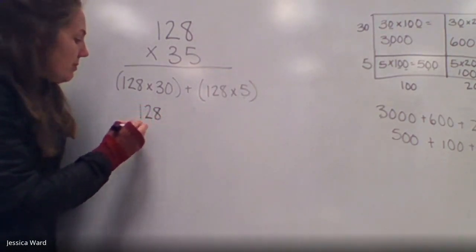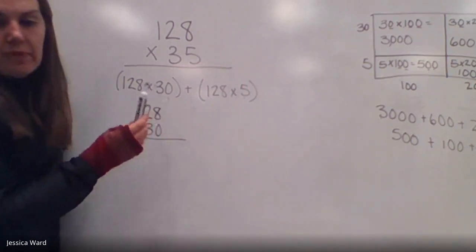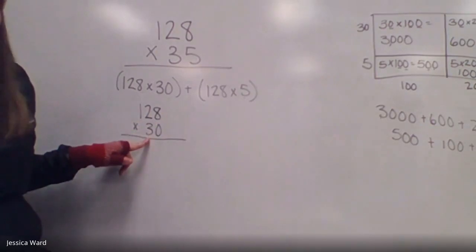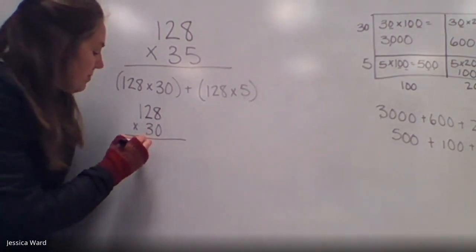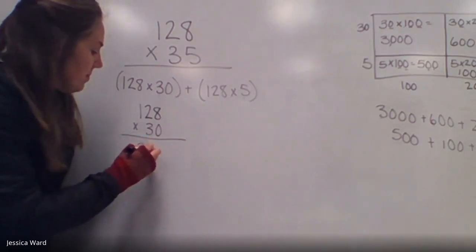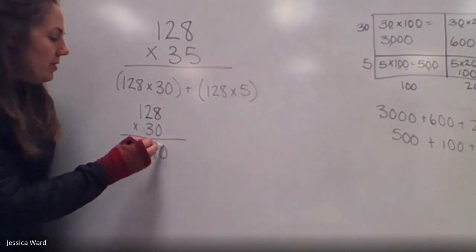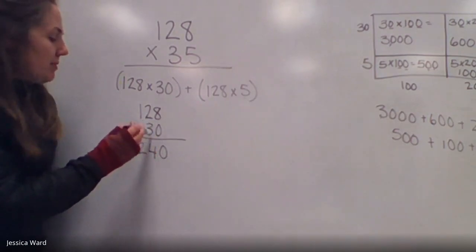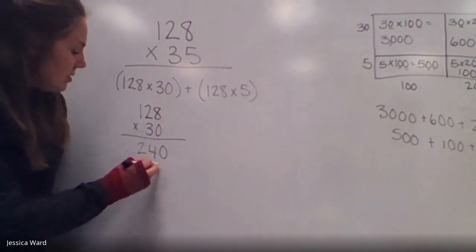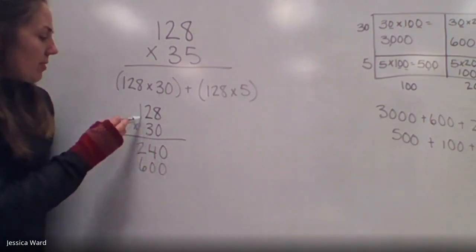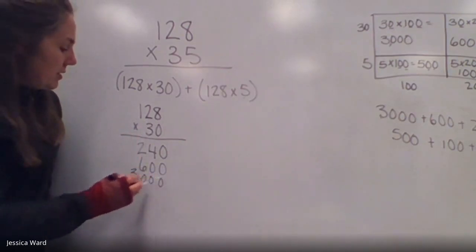128 times 30. I'm going to think of it as 8 times 30 is going to get me 240. Because 8 times 3 is 24 plus 1 more 0. 20 times 30 is going to get me 600. And 100 times 30 is going to get me 3,000.